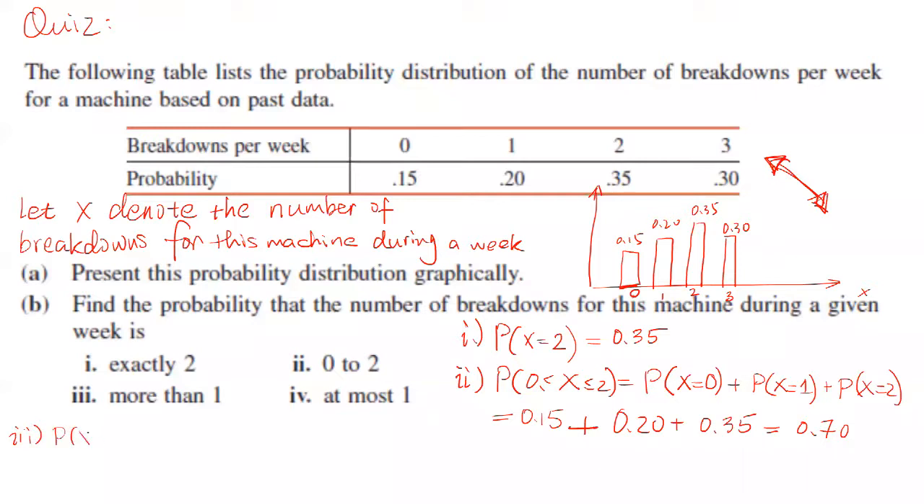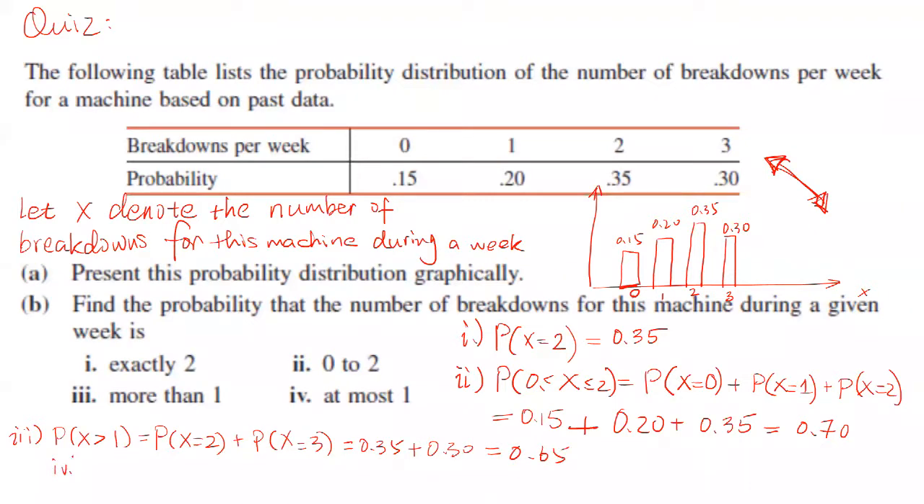Question 3, the probability of X being more than 1. X being more than 1 means X could be 2, and X can also be 3, right? So we sum these two probabilities together to get the probability of X being above 1, which is 0.35 plus 0.30, which is 0.65.